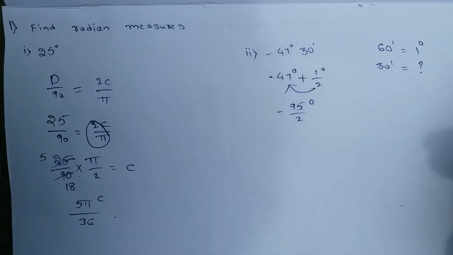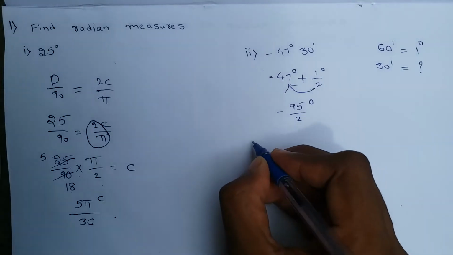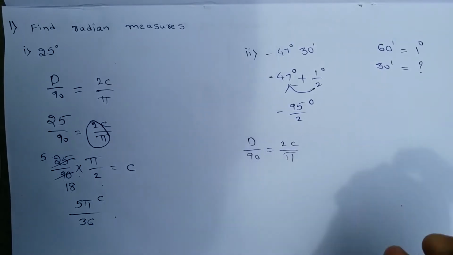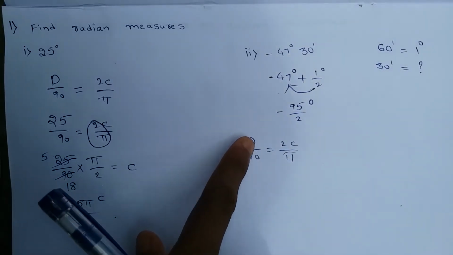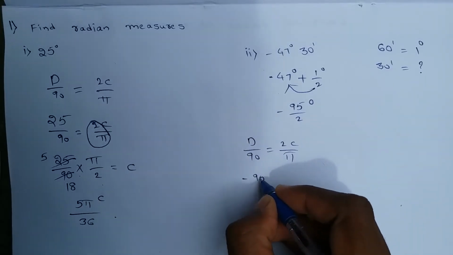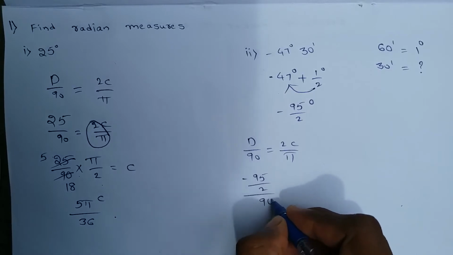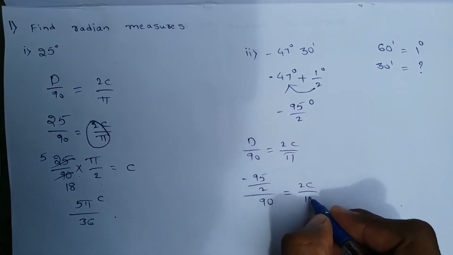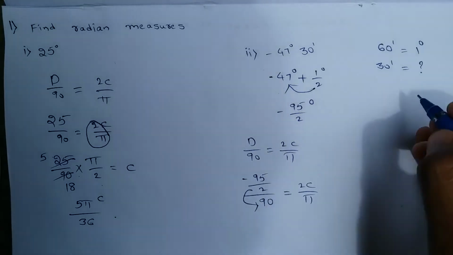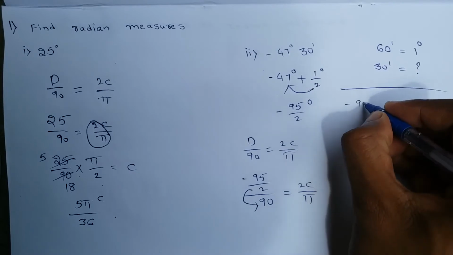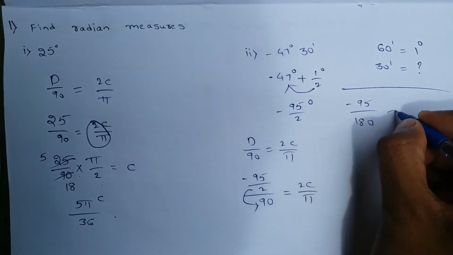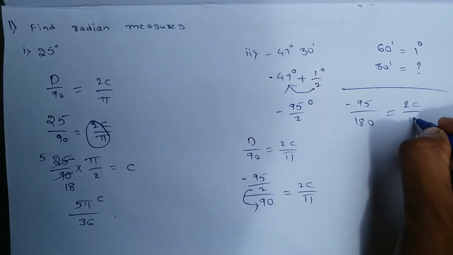Now this we need to convert into radian. So we have the formula d by 90 is equal to 2c by pi. In the place of d, I will substitute minus 95 by 2. So minus 95 by 2 divided by 90 is equal to 2c by pi. This 2 will come down and it will become multiplication. So minus 95 by 2 into 90, 180, is equal to 2c by pi.